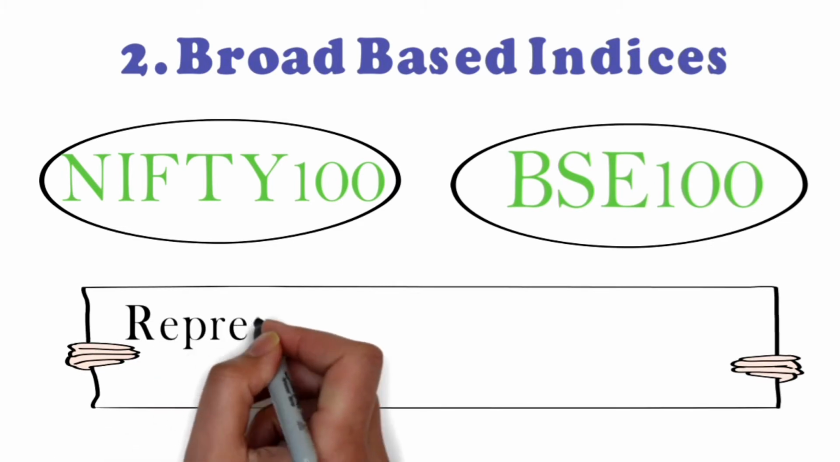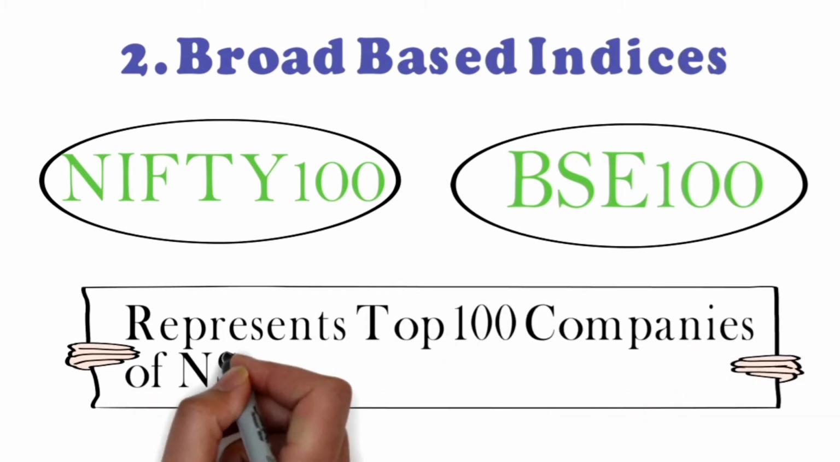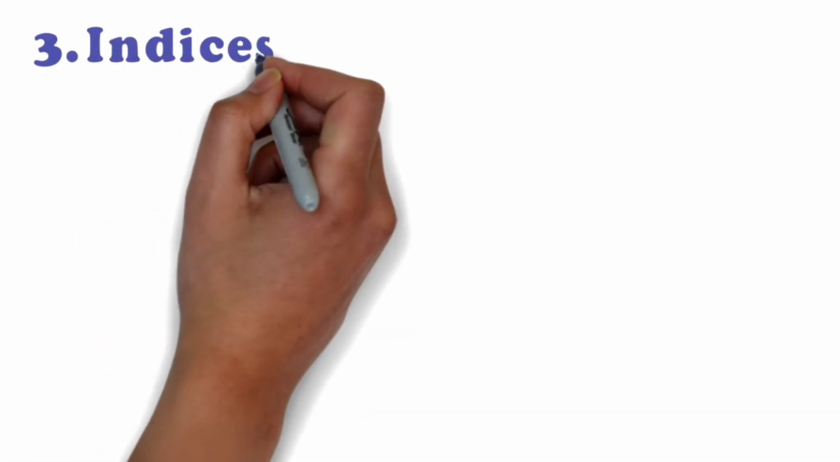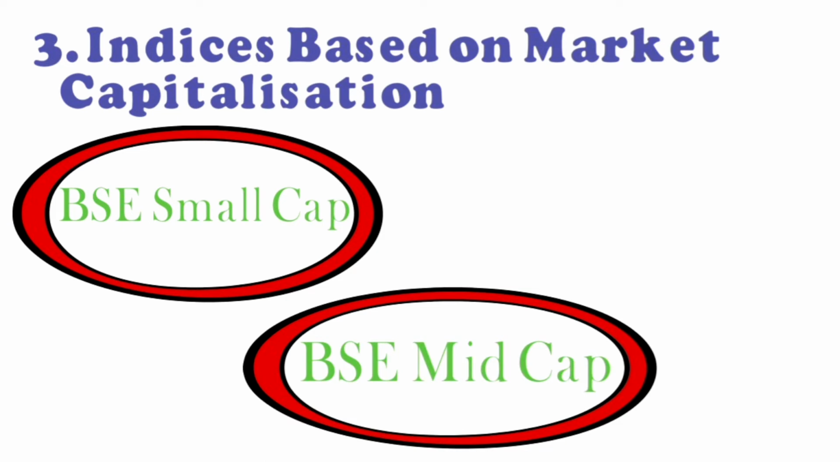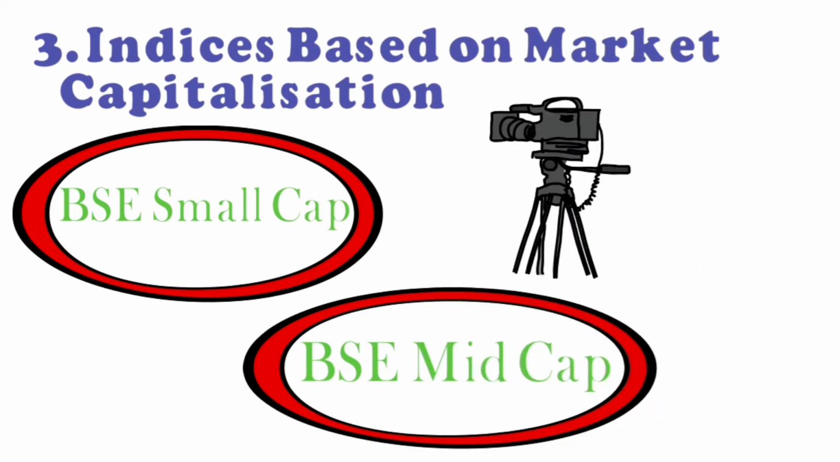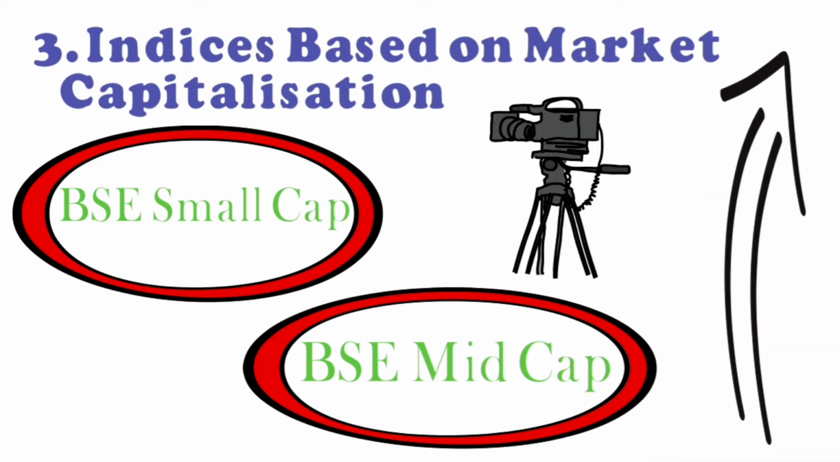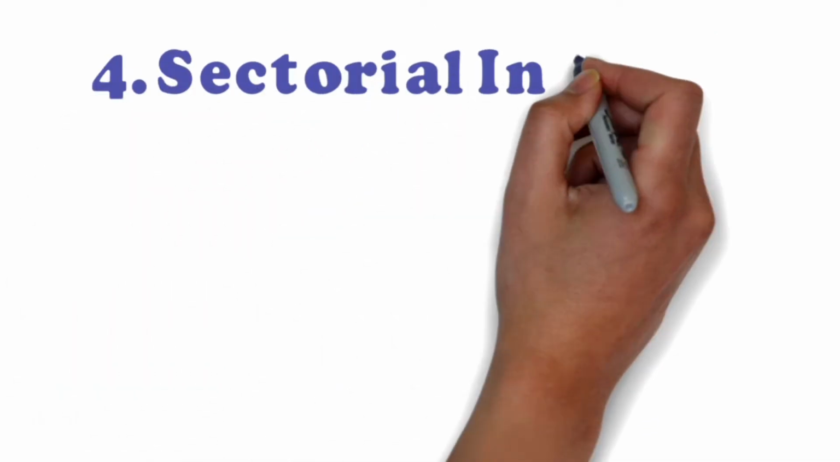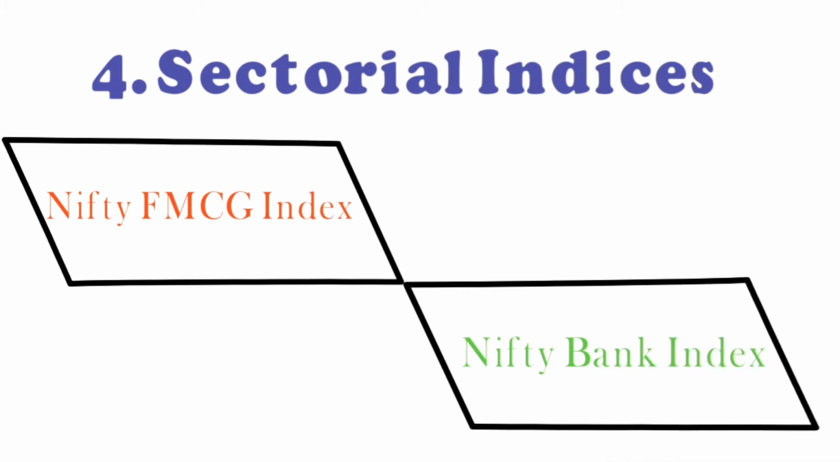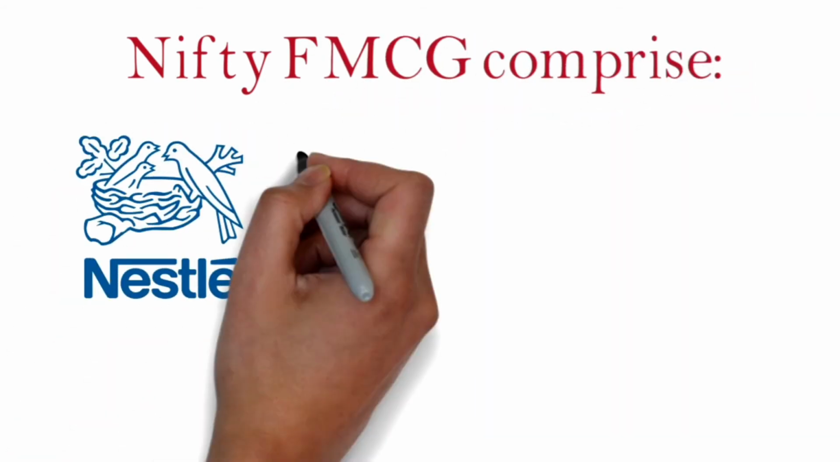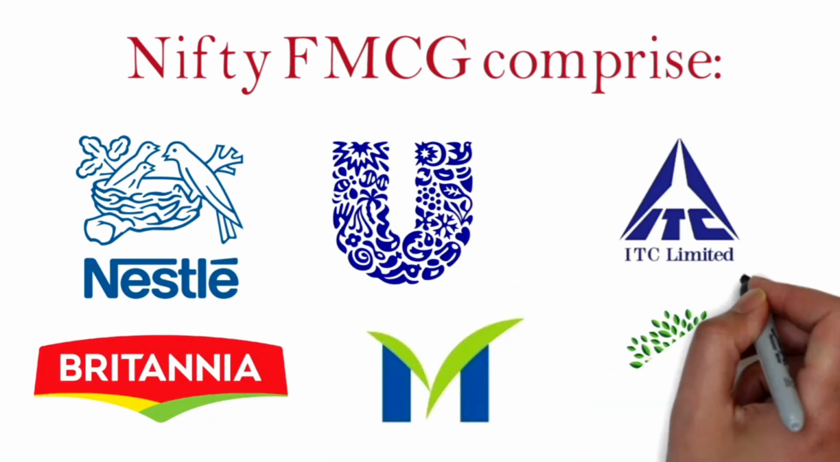Number 2. Broad-based indices like Nifty 100 and BSE 100. These indices represent the top 100 companies of Nifty and BSE. Number 3. Indices based on market capitalization like the BSE small cap and BSE mid cap. Now, I have already told you about the different market caps in the last video, so I hope you guys haven't forgotten it yet. In case you haven't seen the last video, you can click on the I button to watch it now. Number 4. Sectorial indices like Nifty FMCG index or Nifty Bank index. So they basically represent a particular sector. Like for example, Nifty FMCG index will comprise of FMCG stocks like Nestle, Hindustan Unilever, ITC, Britannia, Marico, Dabur, etc.